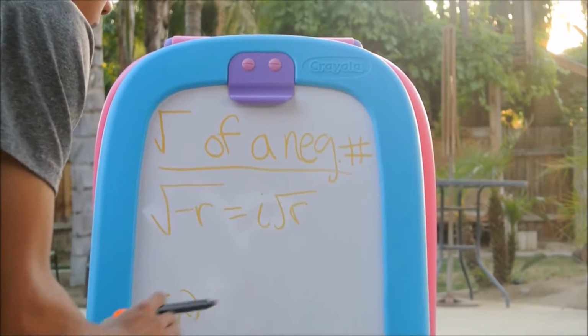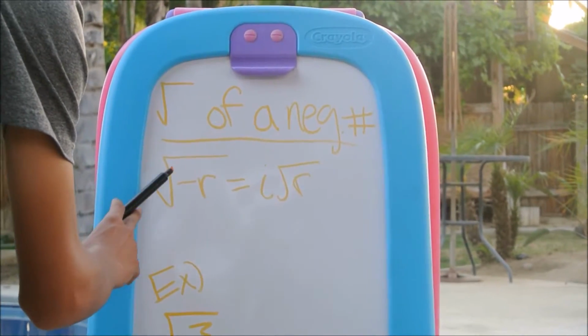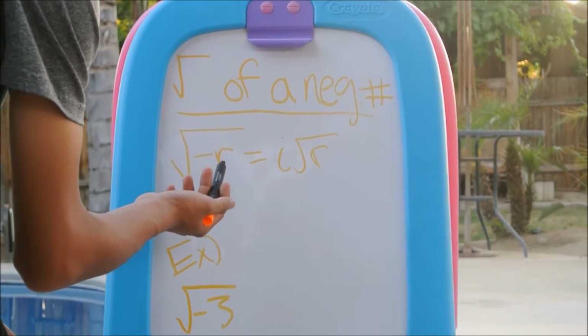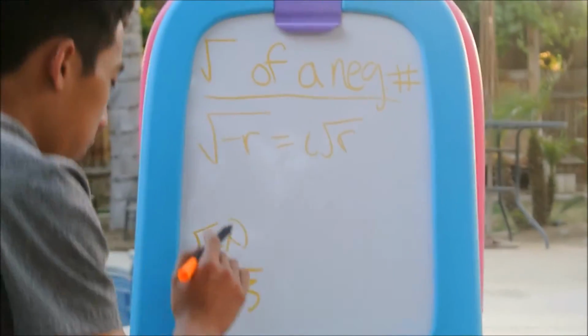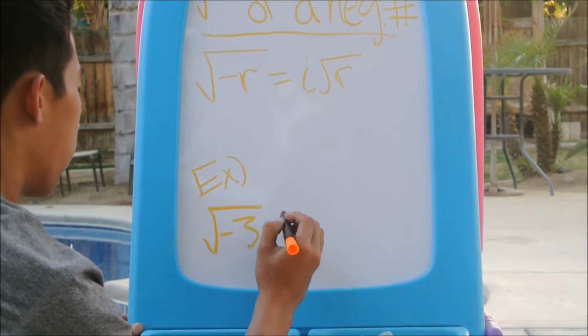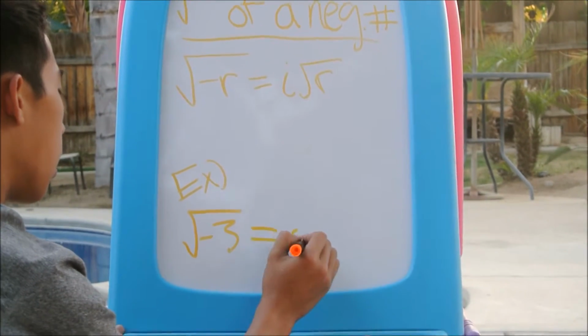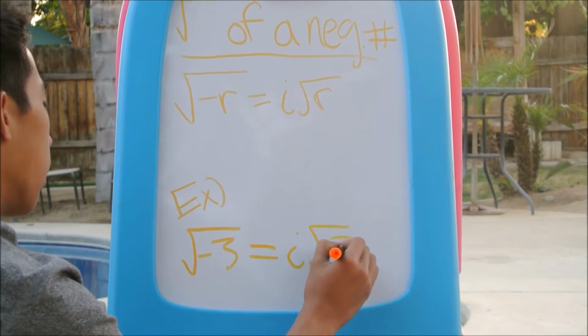Square root of a negative number. If r is a positive real number, the square root of negative r equals i square root r. An example of this would be the square root of negative 3. This equals i square root 3.